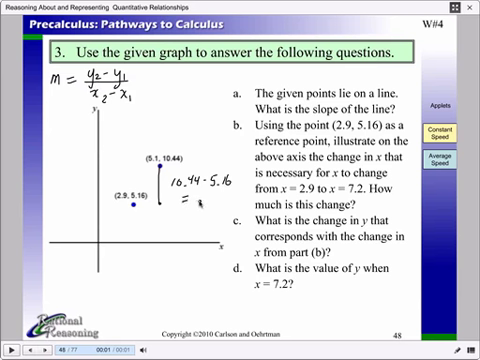Tell me what the value is? 5.28. But we were calling 5.28 something else. What is y2 minus y1? That's just another way of saying what? Change in y, delta y. Okay? How do we represent the change in x?